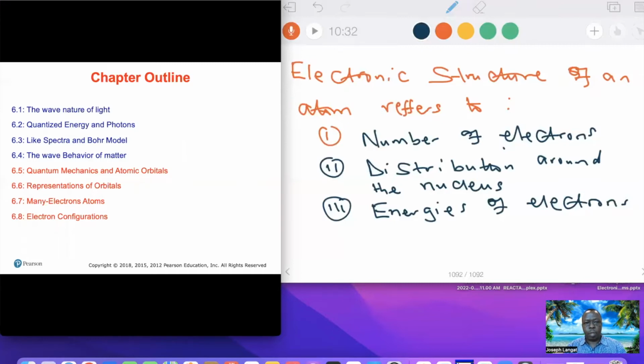Please be making your own notes. You can read on those sections. Make your own notes. You can also download and print the PowerPoint slides so that as I go through, you can also make your own notes. So let's see, in chapter 6.